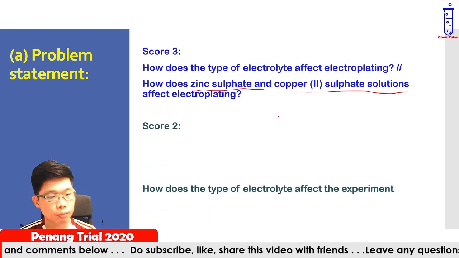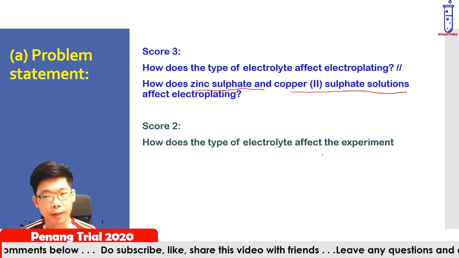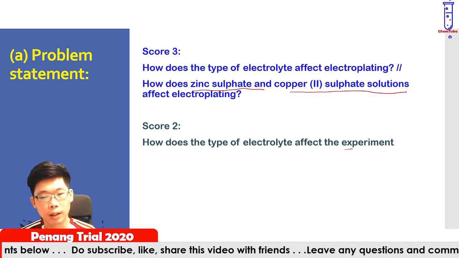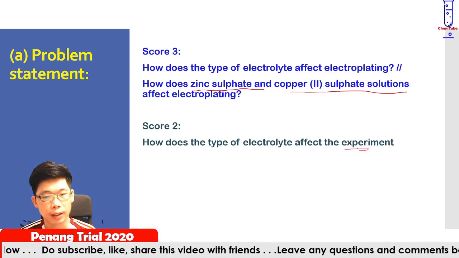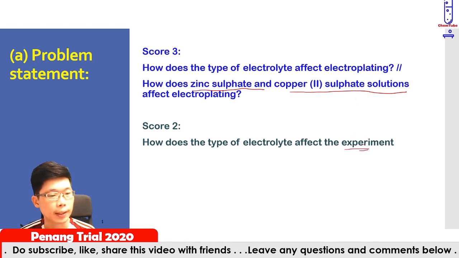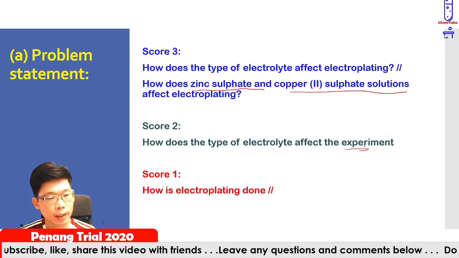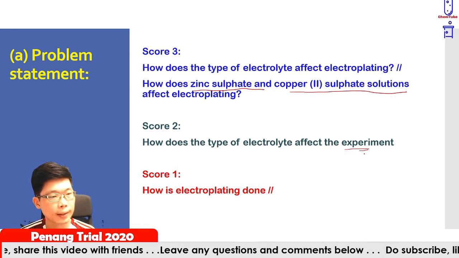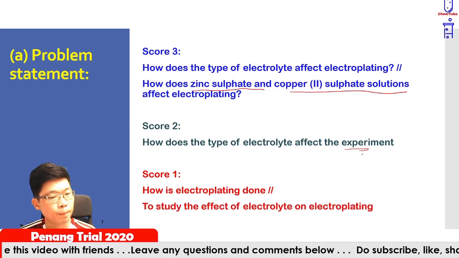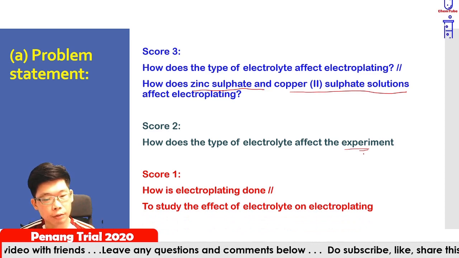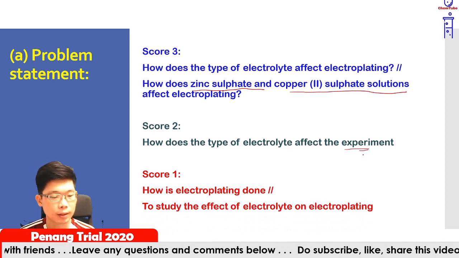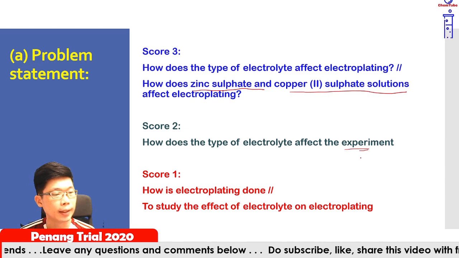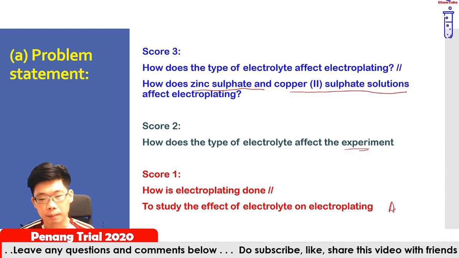For score 2, how does the type of electrolyte affect the experiment? It is not specific enough. Affects the electroplating. Score 1, how is electroplating done? Or, to study the effect of electrolyte on the rusting. So score 1 is under M actually. This one is M.